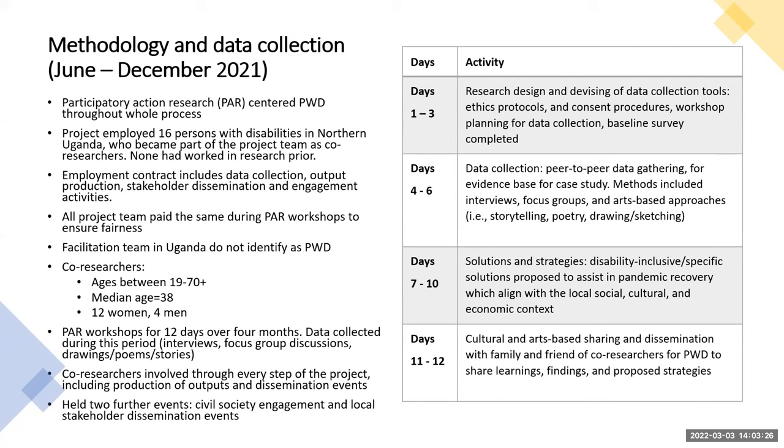Our co-researchers were all adults, predominantly women. There were 12 women and 4 men. The median age was 38, but the age range was from 19 to 70. We collected data with the co-researchers over 12 days, but spread over 4 months, so the period of data collection was very slow, and I'll explain how we went through collecting that data. The co-researchers were involved through every step of the project, and they're still involved because we're still finalizing some of the outputs, including the production of outputs as well as the dissemination events.